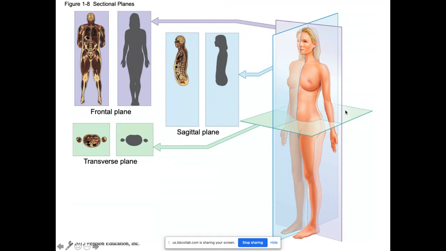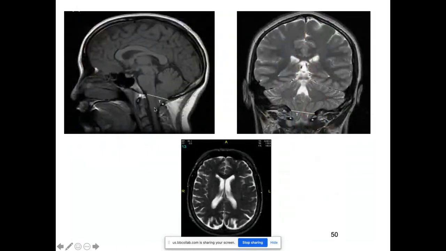If we cut the body in half, looking at a bird's eye view, looking straight down on it, that's called a transverse plane. So we can look at someone's brain from the sagittal view, looking at it from left to right. Here's the nose, here's the tongue, here's the cerebellum, here's the cerebrum, here's the atlas vertebrae, here's the medulla oblongata and the pons. These are some muscles behind the skull. Here's the occipital lobe. So this is the sagittal view.